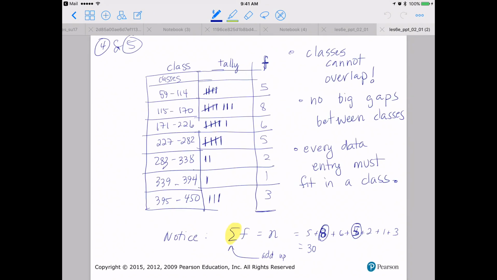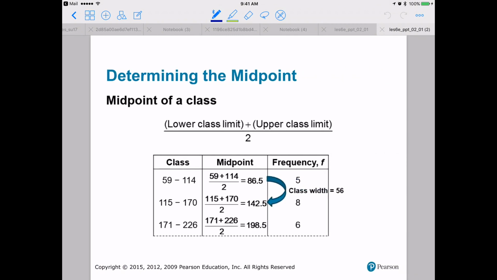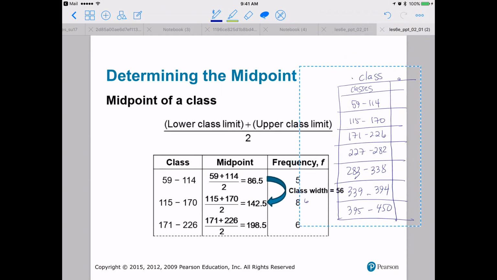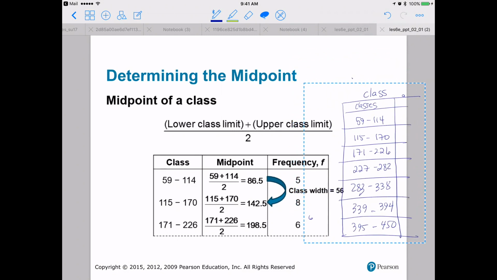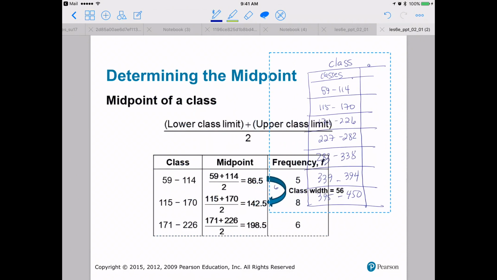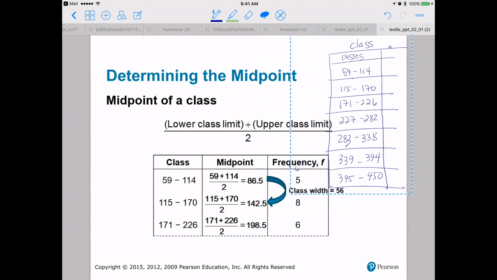What I'm going to do is determine the midpoint. Let's see here, paste. Remember, these were our classes. It'd be lovely if I could make this smaller, but I think it's just a raw cut and paste. We can go ahead and find the formula for the midpoint.